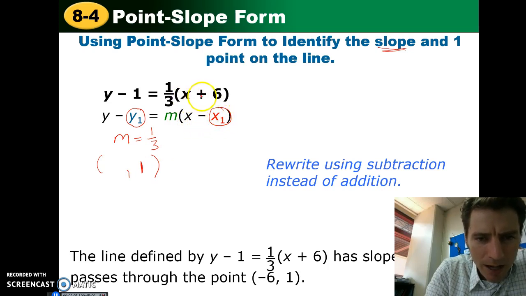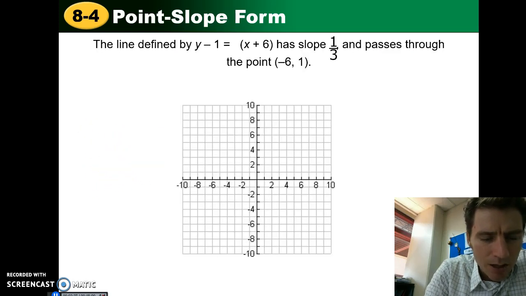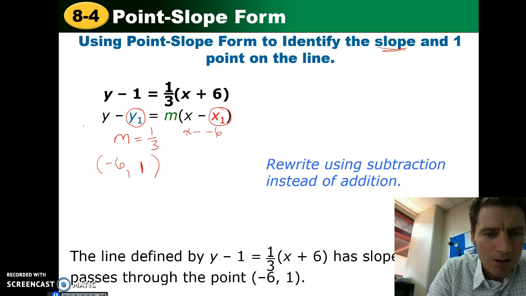But up here it's a positive. So what would we do to change that? We've got to rewrite it using subtraction. So it'd be x minus -6, which equals x plus 6. So our x value is really -6. So a point on this line is (-6, 1). Our slope is 1/3.